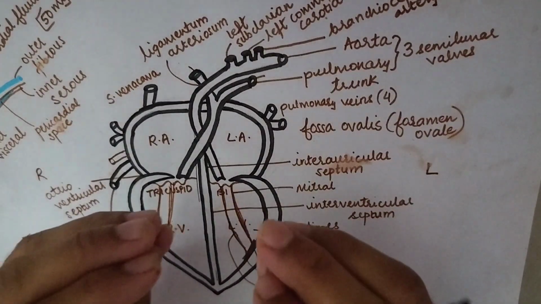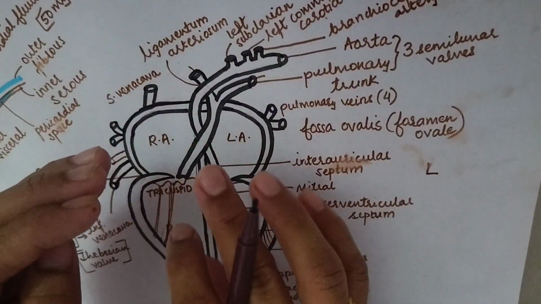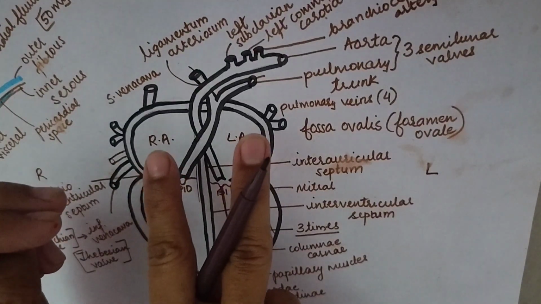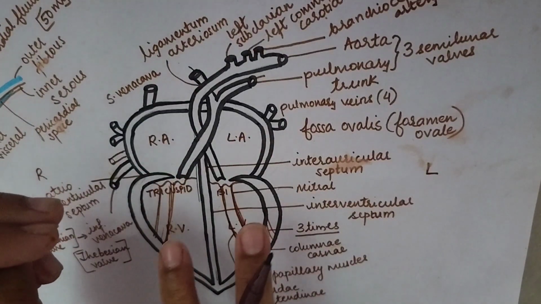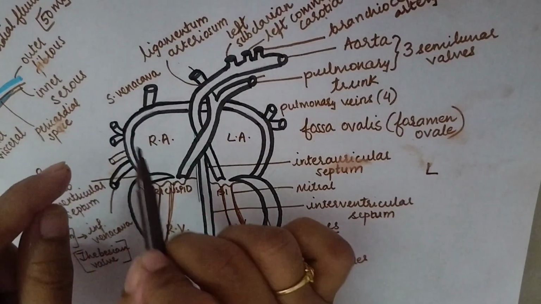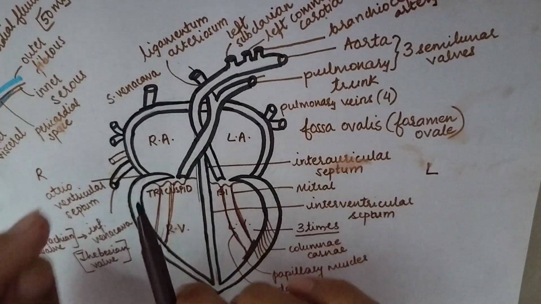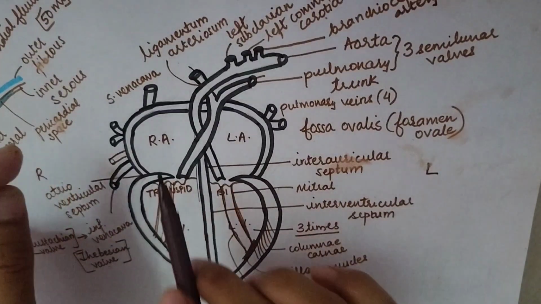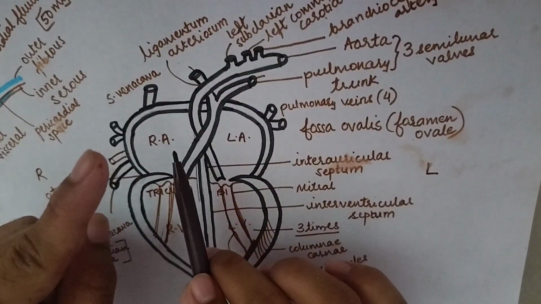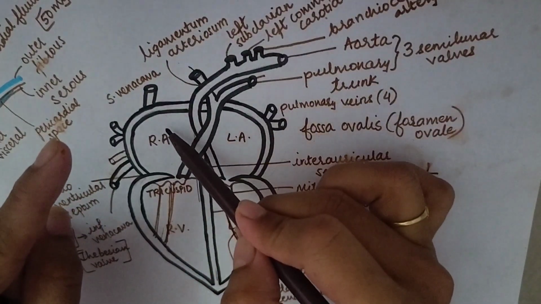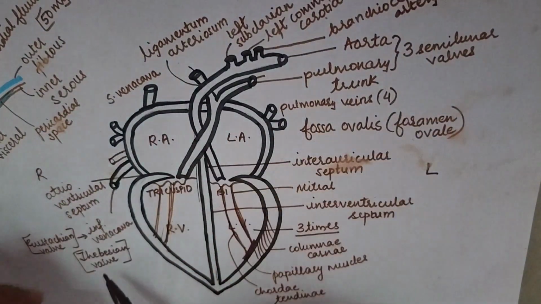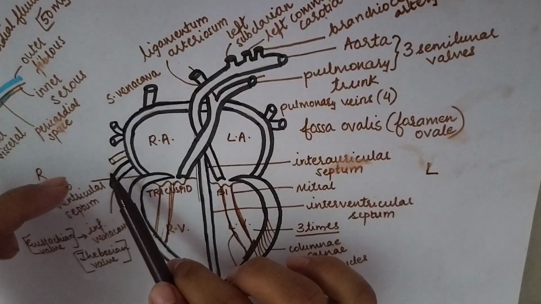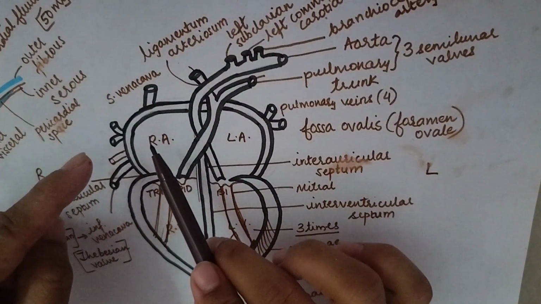Now let's quickly see how blood flow takes place in the heart. Now these two superior chambers are the atria, and these two inferior chambers are the ventricles. See, the right side, we have to remember, has deoxygenated blood. The left side has the oxygenated blood. The right atria will receive deoxygenated blood from upper parts of the body through the superior vena cava, from lower parts of the body through the inferior vena cava, and from the coronary sinus. The deoxygenated blood will come here.